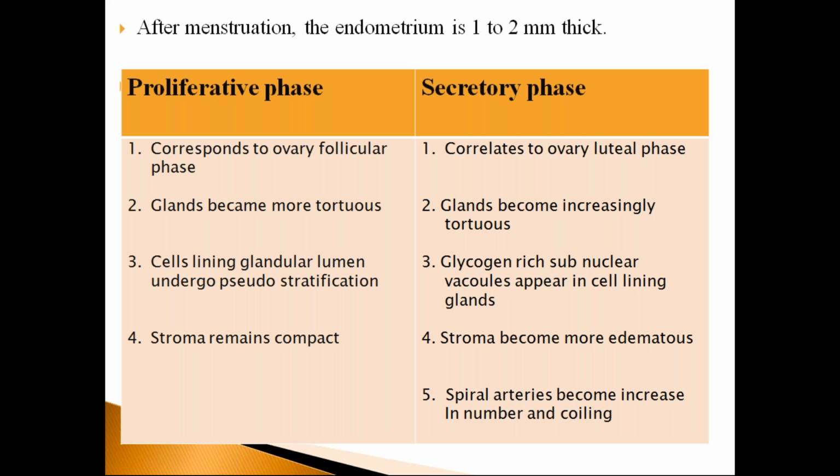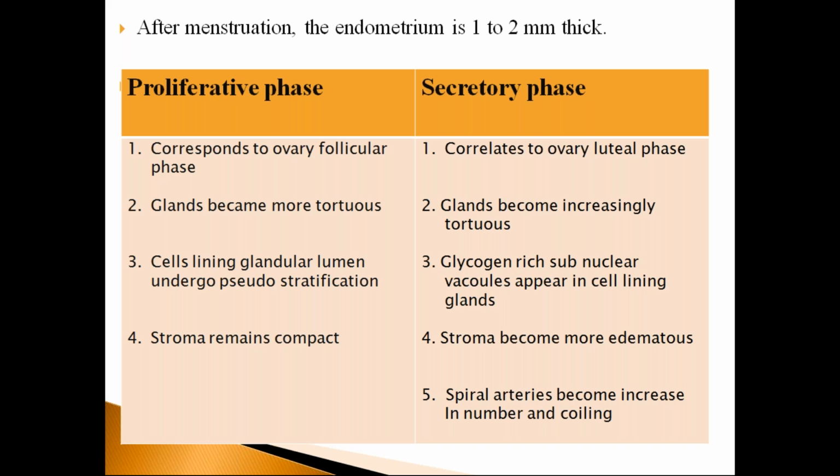After ovulation, under the influence of progesterone, the secretory phase starts, which correlates to the ovarian luteal phase. Here the glands become increasingly tortuous, and glycogen-rich subnuclear vacuoles appear in the cells lining the glands. The stroma becomes loose or edematous, and there is an increase in the number and coiling of spiral arteries.